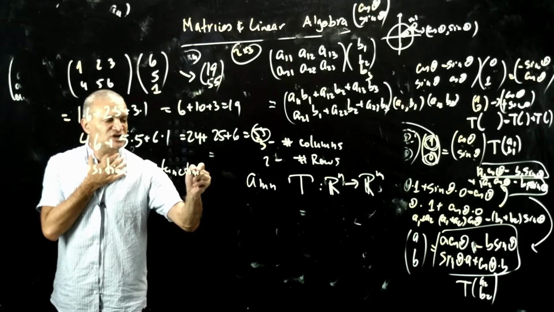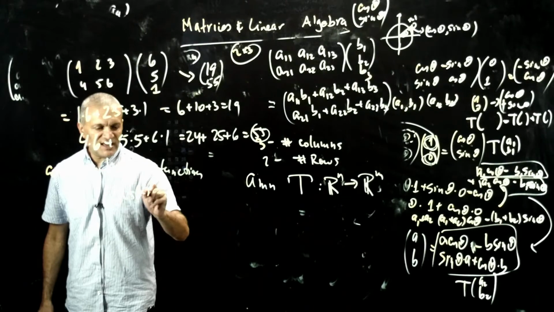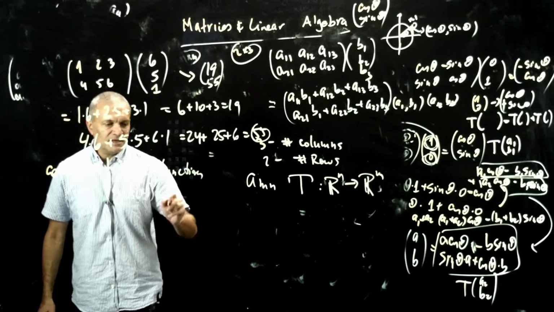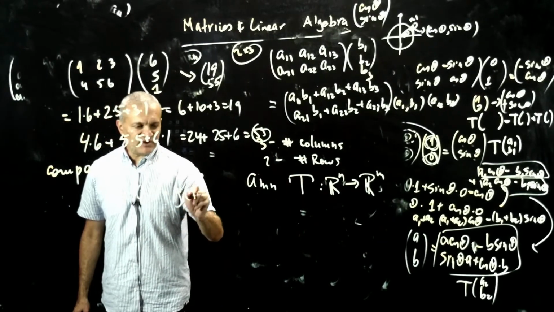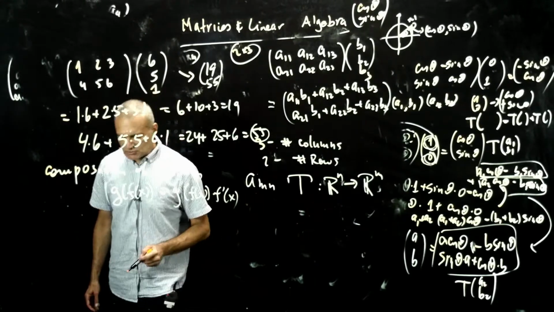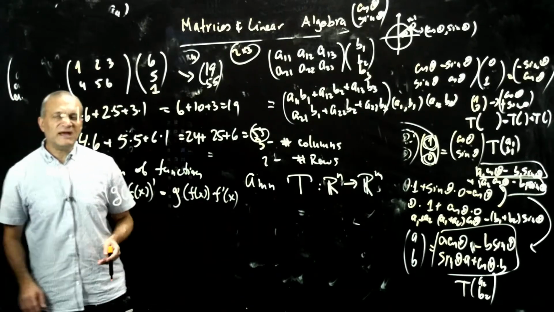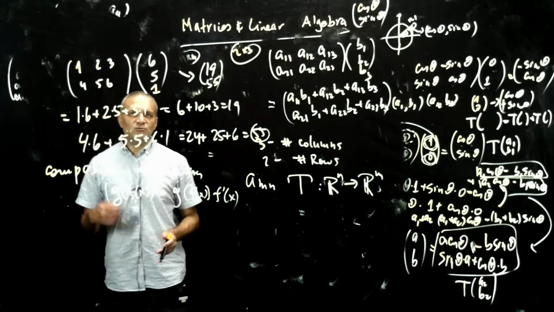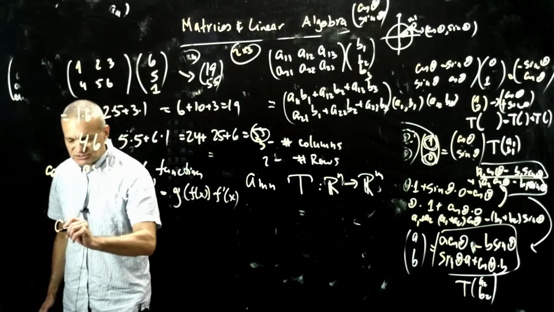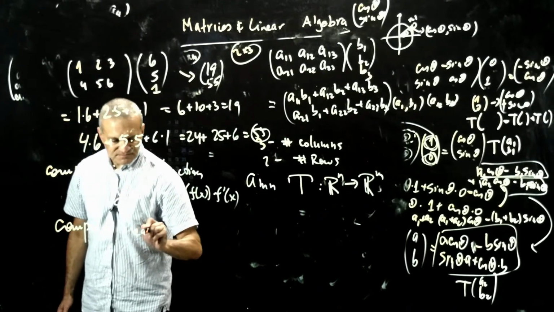When we talked about the chain rule, we said that (g of f of x) prime equals g prime of f of x times f prime of x. That's what we talked about last time. Now, what does it have to do with matrices? What we want to do now is compose linear transformations.